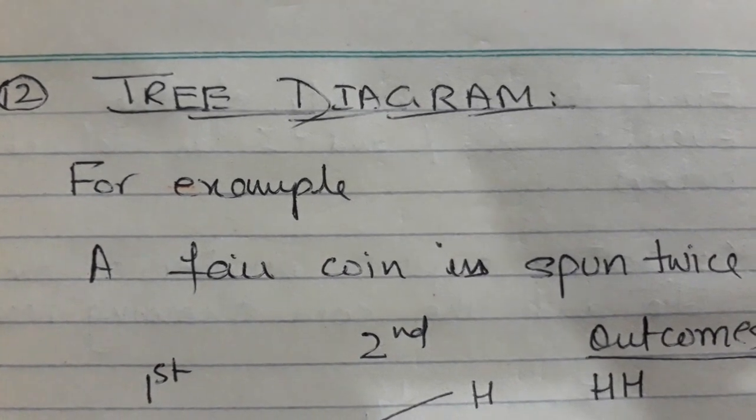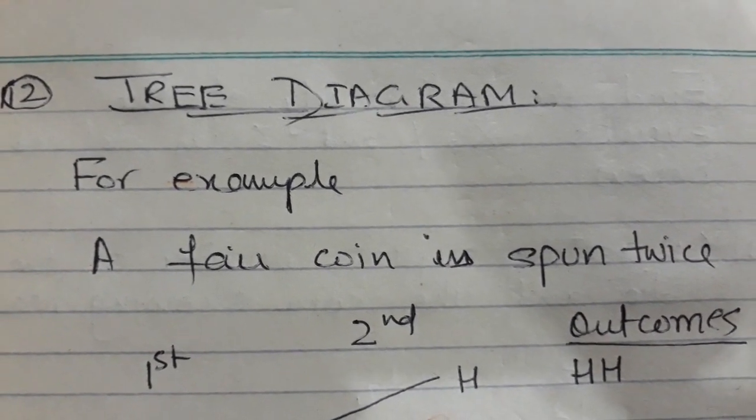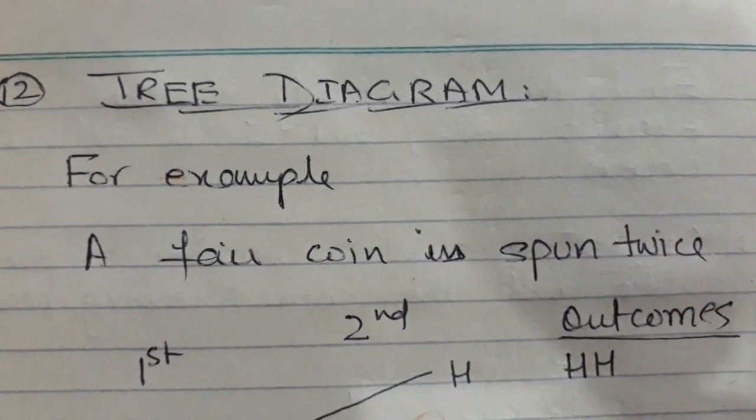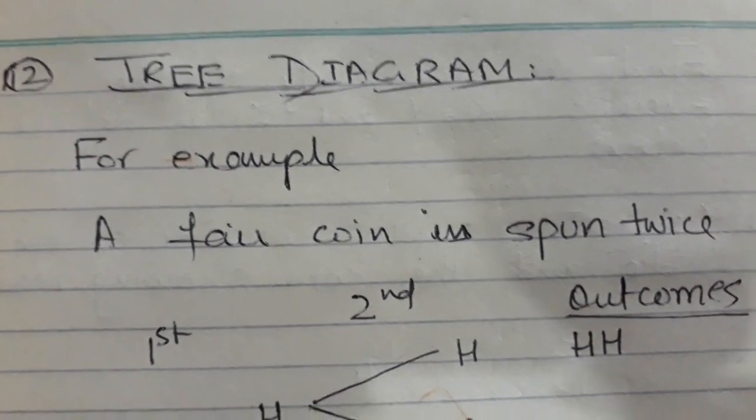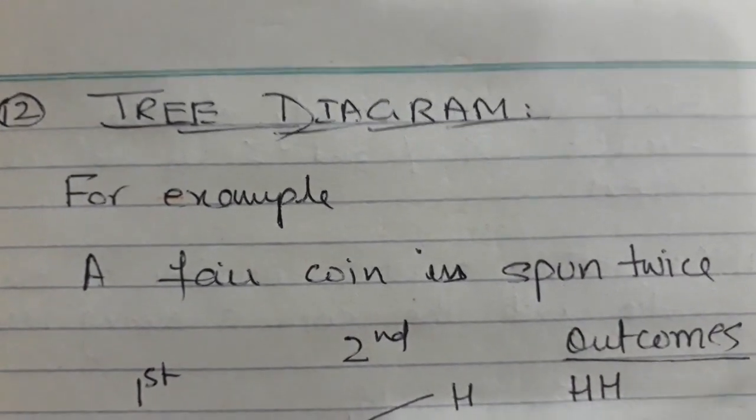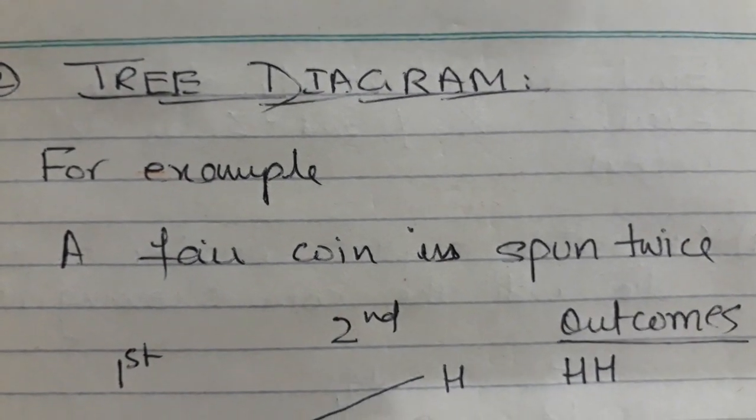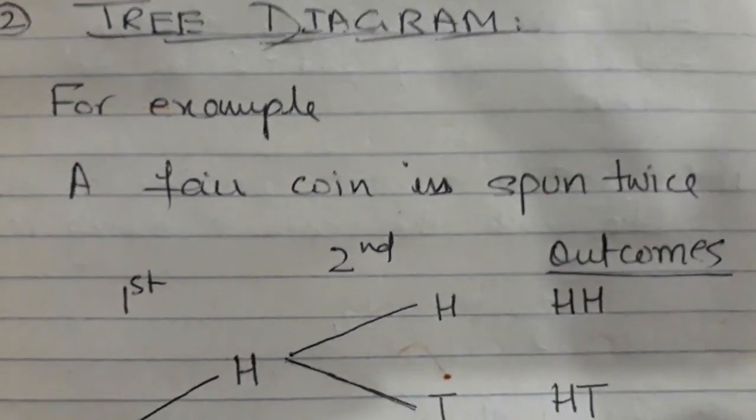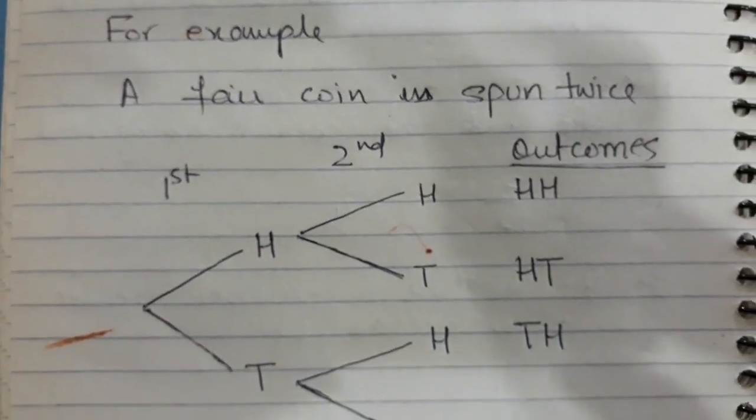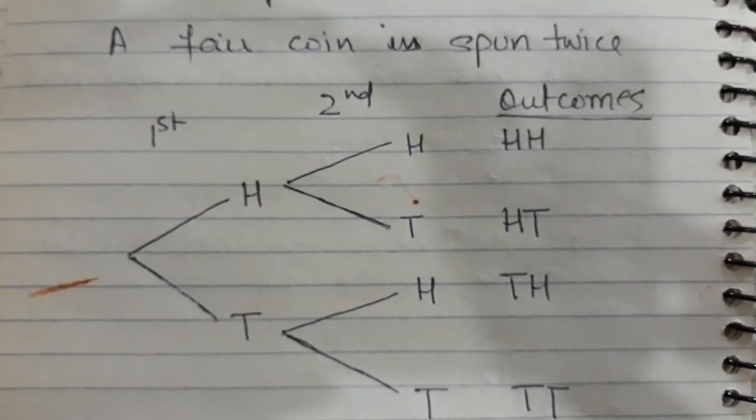We will see more examples of possibility diagram in a while. Right now we are just seeing what they are. So let's see an example of tree diagram. A fair coin is spun twice, right? So we know the coin has head or tail. So this is a tree diagram.